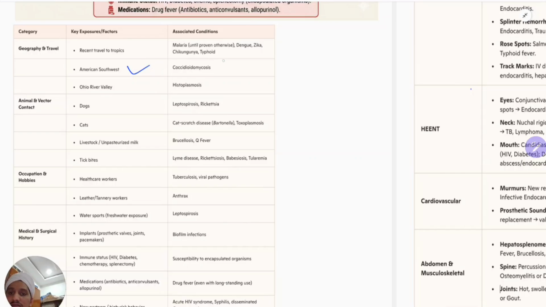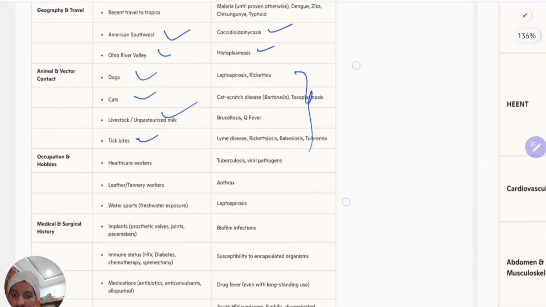American Southwest, coccidioidomycosis. Ohio valley, histoplasmosis. Animals, dogs, cats, or domestic animals, or vectors, tick bites. So all these are atypical. Okay, just to not make it complicated.